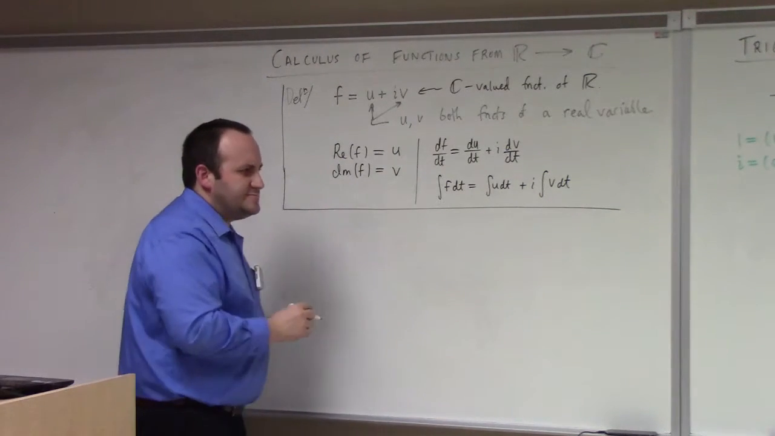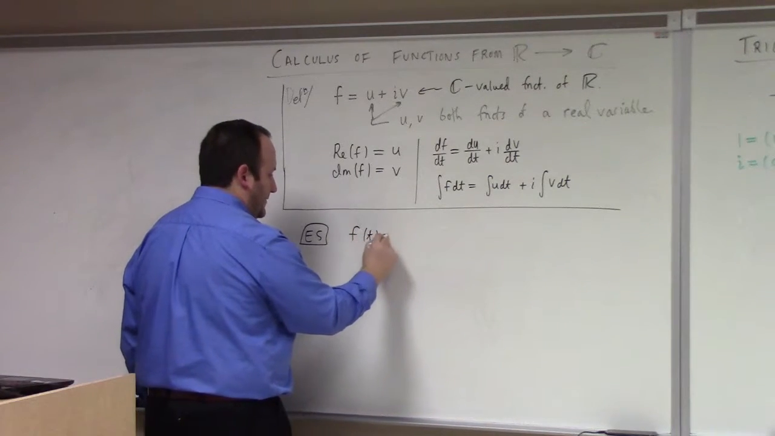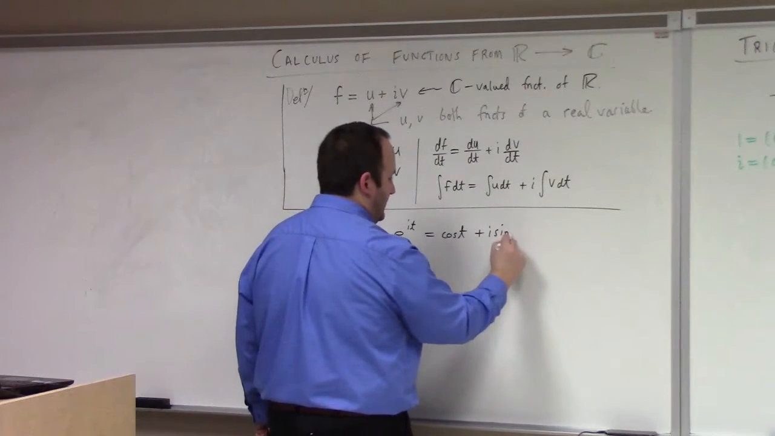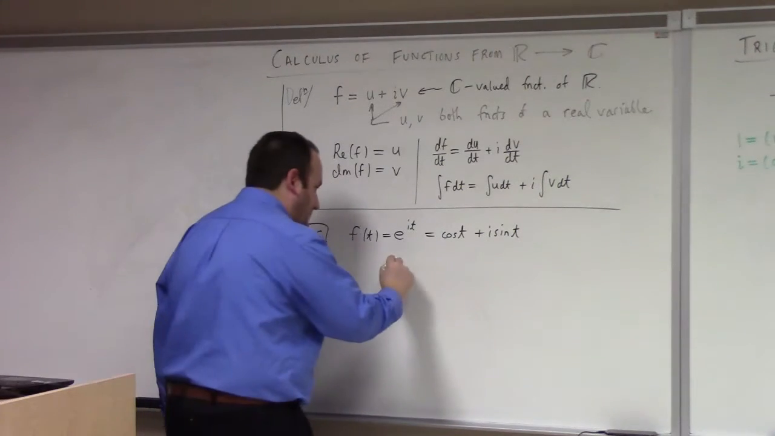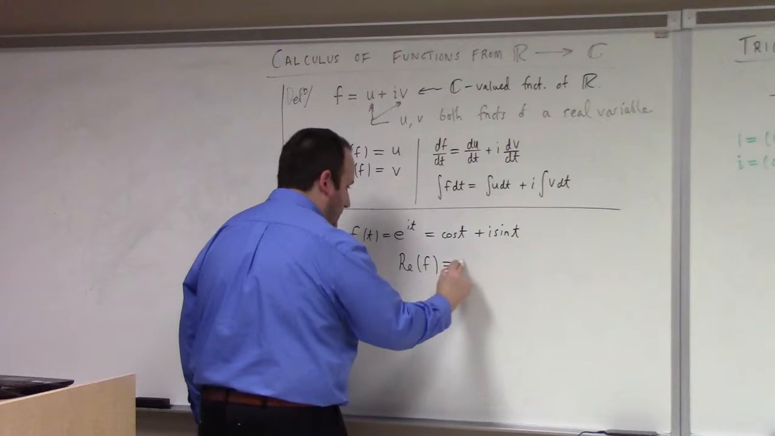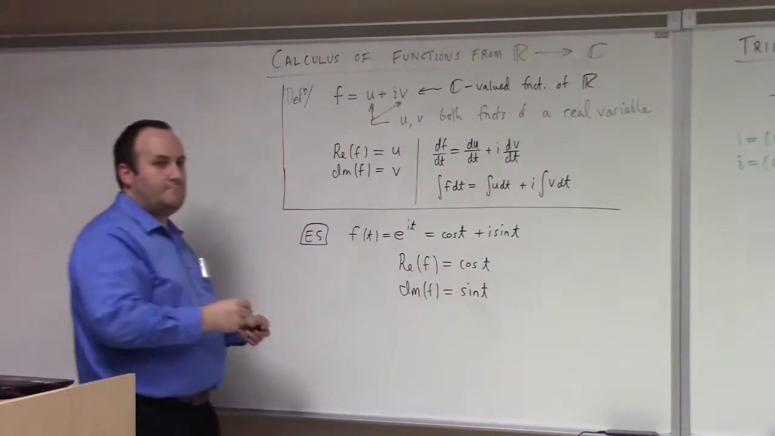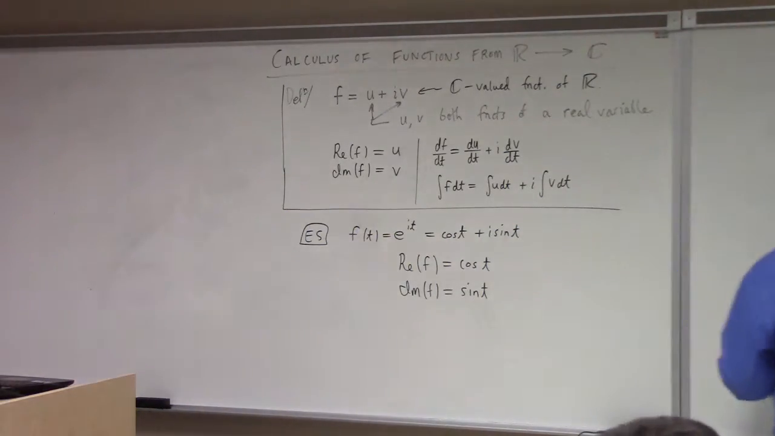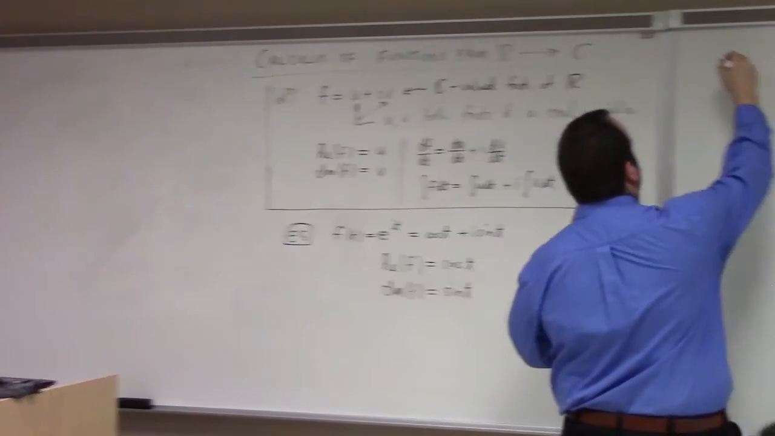Now, an example. Let's see, what example am I on? Example 5. So if we look at f of t equal to e to the it, well, what's that? That's cosine t plus i times the sine of t. So what's the real part of f? Yeah, cosine t. What's the imaginary part of f? Sine t, yeah. Very good. What if I have example 6.